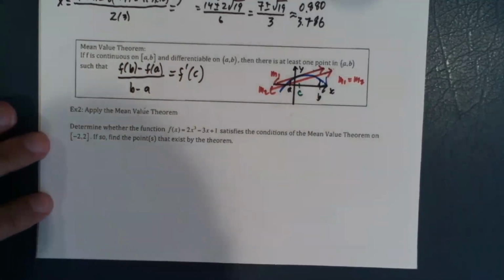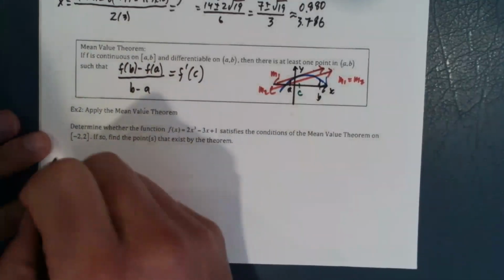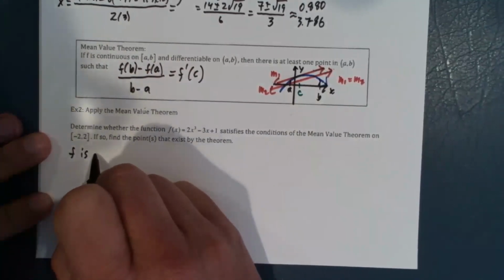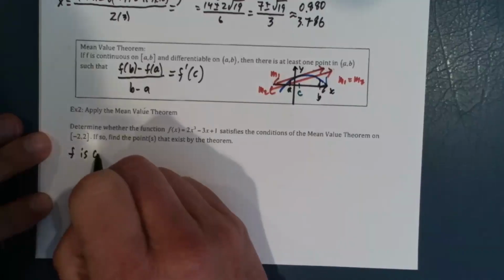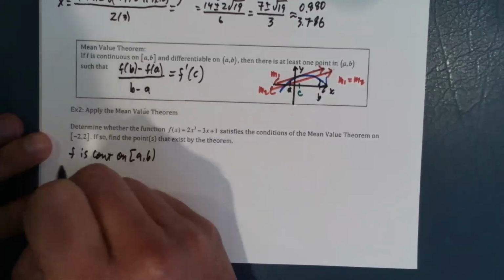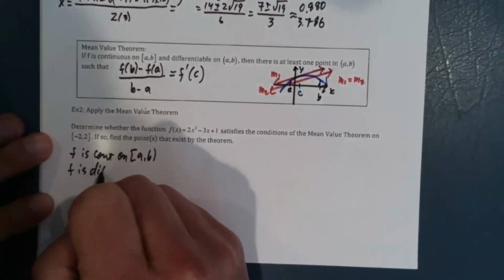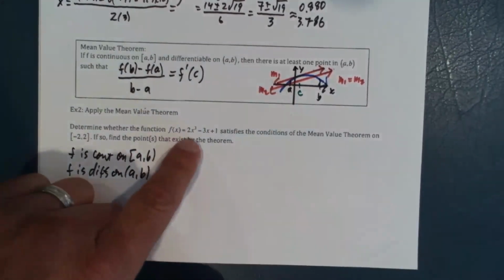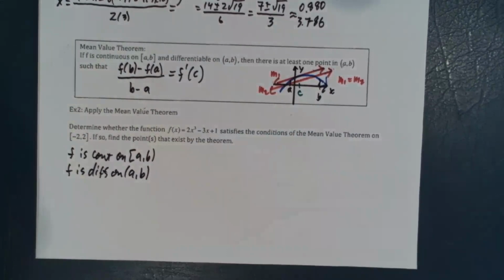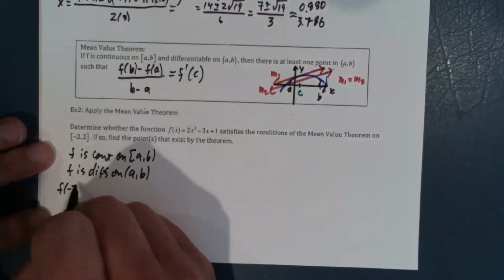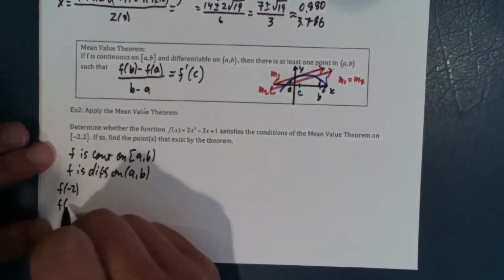So what we need to do is state, first of all, f is continuous on a to b, and f is differentiable on a to b. And we know that because it's a polynomial, which makes it very nice for us. Okay, so we need to find f of -2 and f of 2.